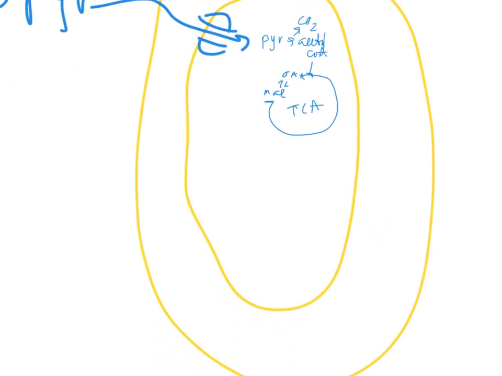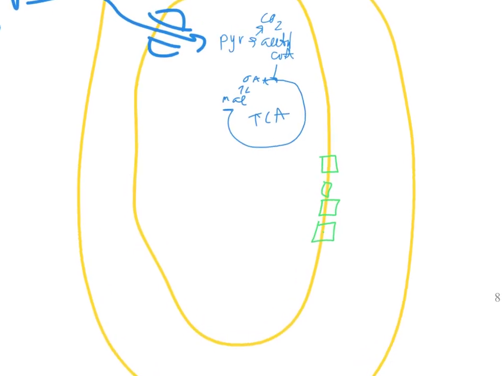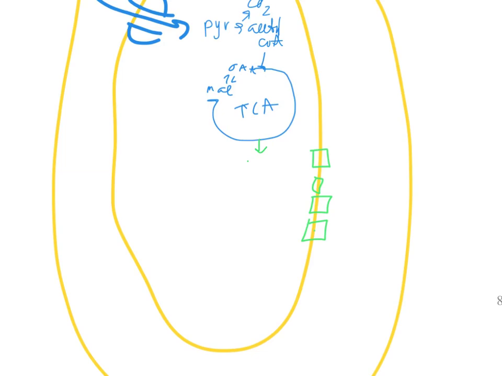On the inner mitochondrial membrane is where the electron transport chain is. Okay. And all of the electron carriers that happen to be in here go to the electron transport chain. It's a little bit misleading.